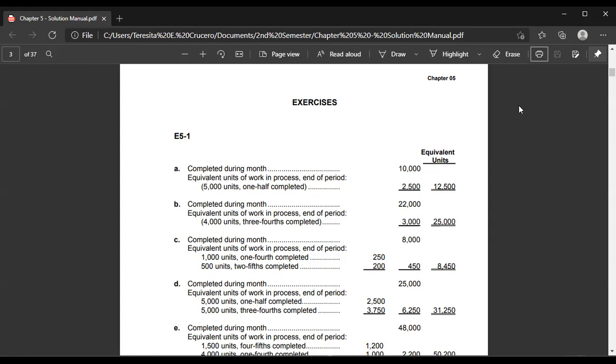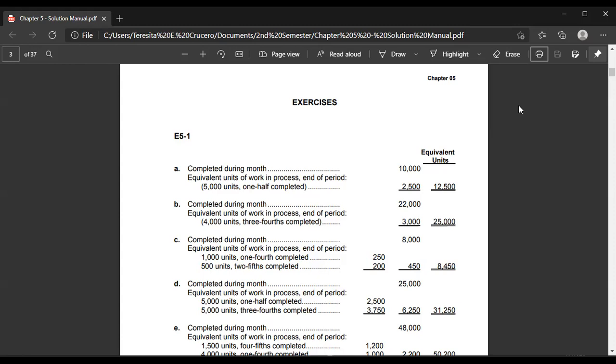Then in letter D, completed is 25,000 units. Then the equivalent production of the work in process: 5,000 units, one half work done, and the other 5,000 units, three-fourths done. So we now get the total of 31,250.